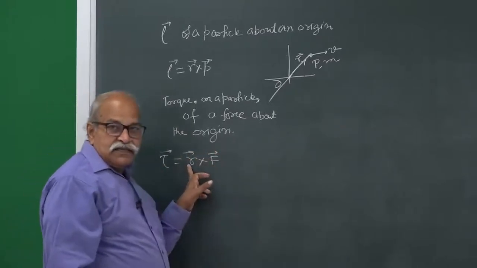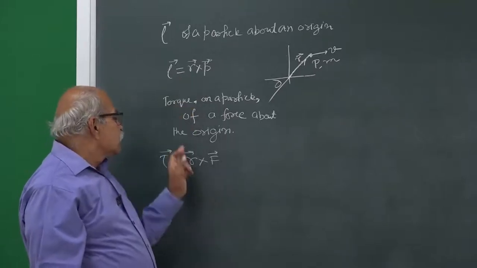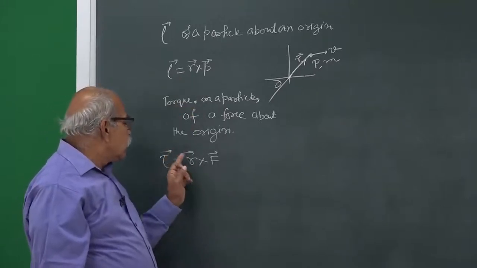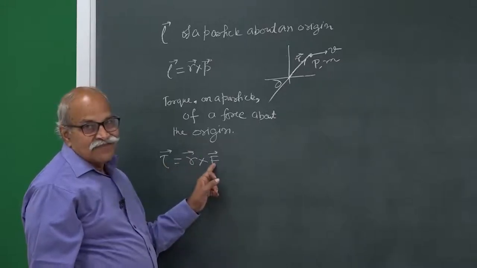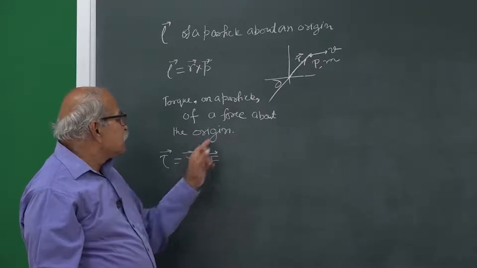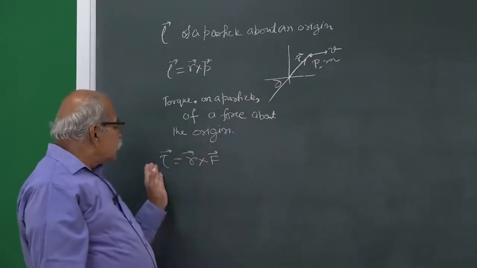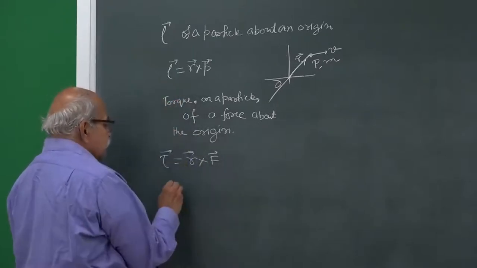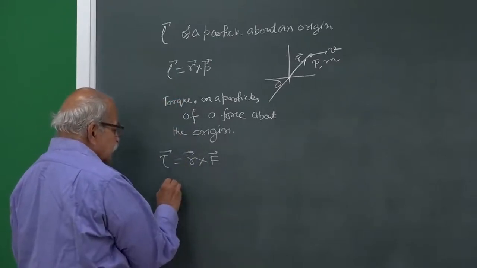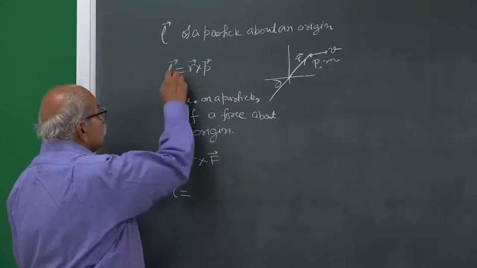This R is same as this R. This is the position vector of the particle on which this force is acting. And this position vector is taken from the same origin. And then we call this torque about that point. And then you have a very simple relation, that torque is equal to dL/dt.